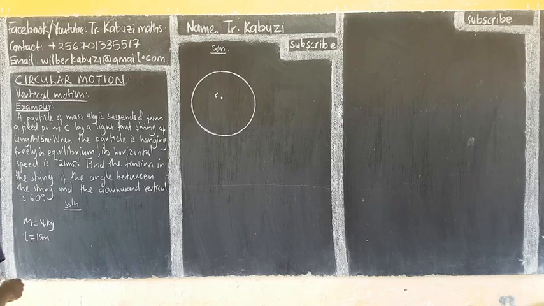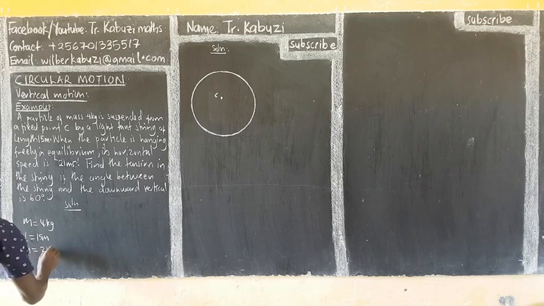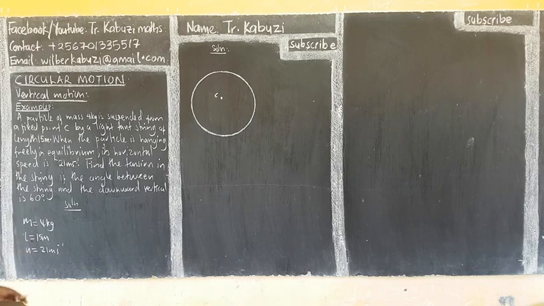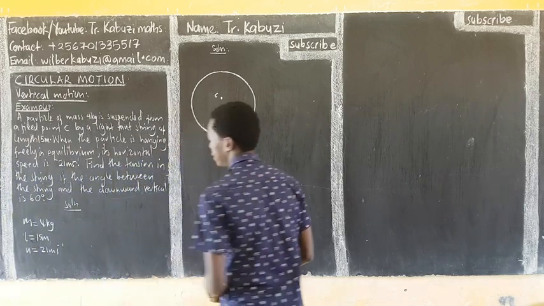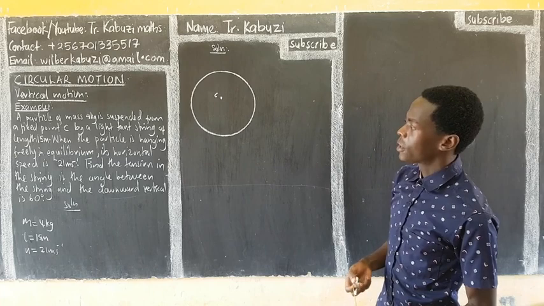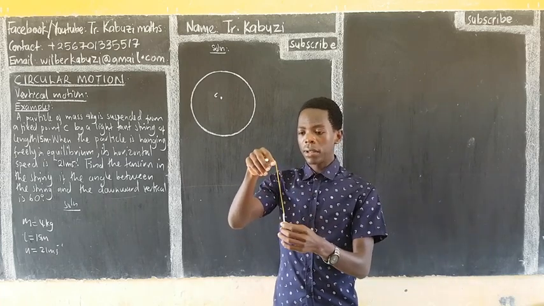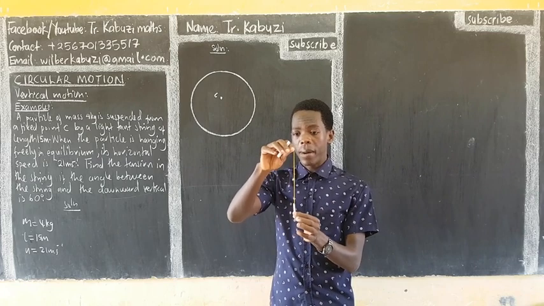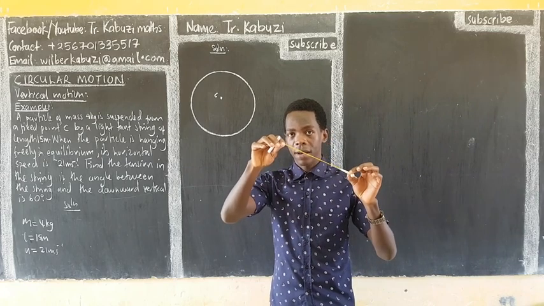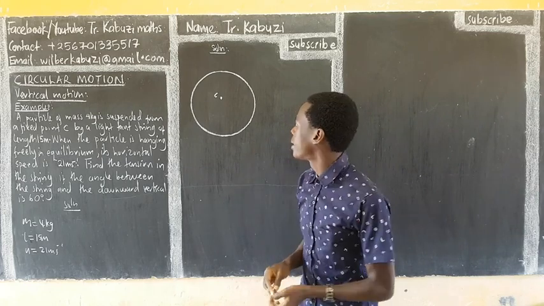When the particle is hanging freely in equilibrium, its horizontal speed u is 21 meters per second. Find the tension in the string if the angle between the string and the downward vertical is 60 degrees. So this is the case we are having. We have a string supporting a particle. This is the downward vertical, but now they are telling us that the angle from the downward vertical is 60 degrees.